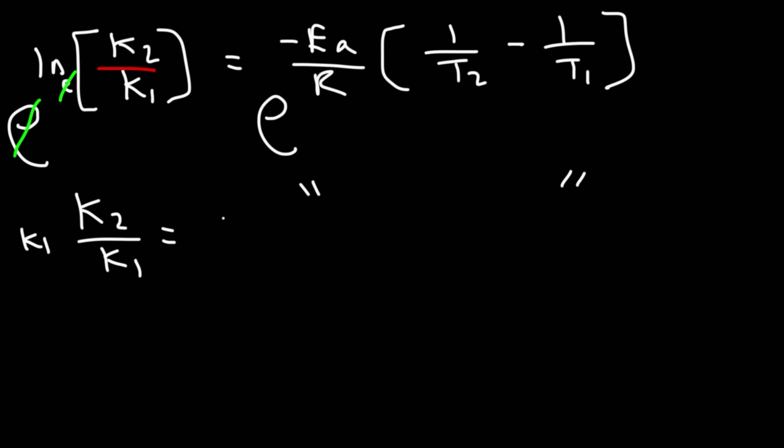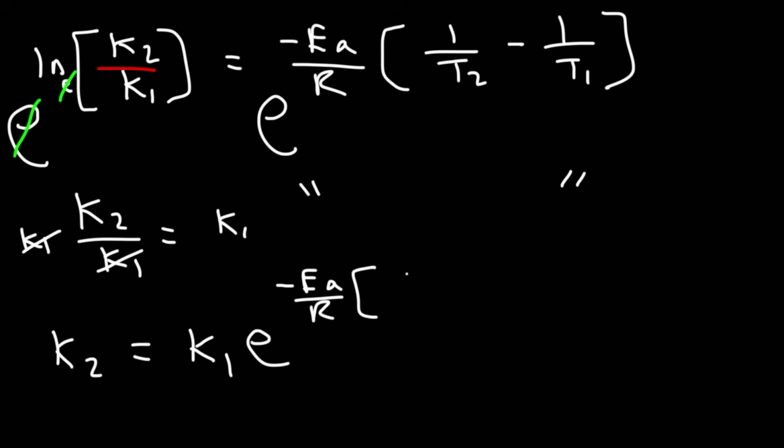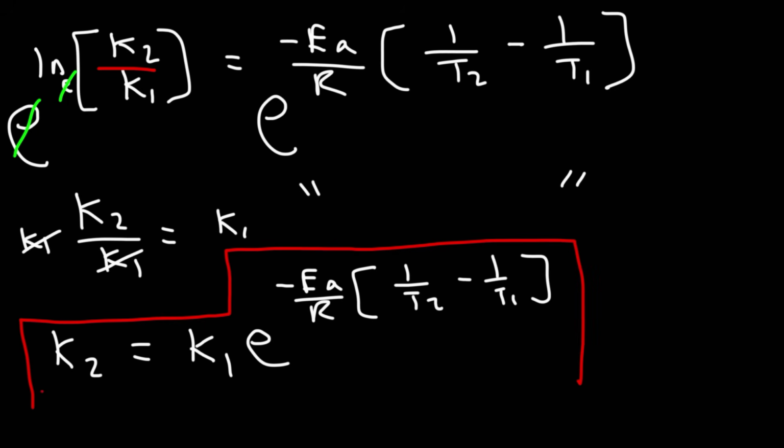Now, if we multiply both sides by K1, we can get an expression for K2. So you want to write down this formula because sometimes you need to calculate a new rate constant at a new temperature. So that new rate constant K2 is equal to K1 times E raised to the negative EA over R times 1 over T2 minus 1 over T1. So this is the second equation that you want to write down. So you have an equation that will help you to calculate the activation energy, and this equation will help you to calculate the new rate constant given a new temperature.